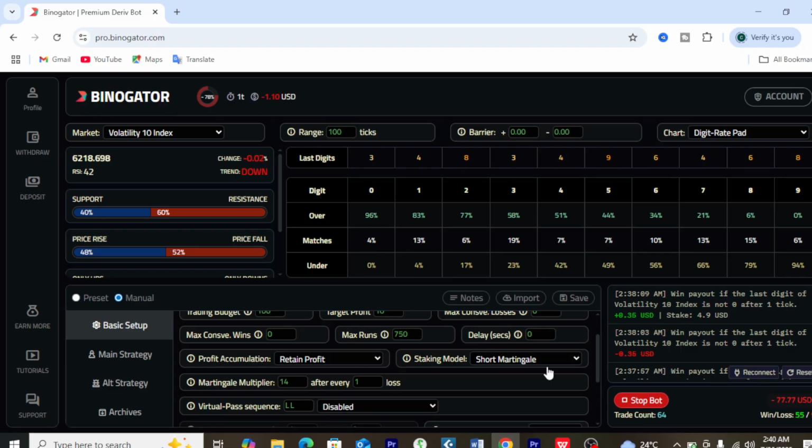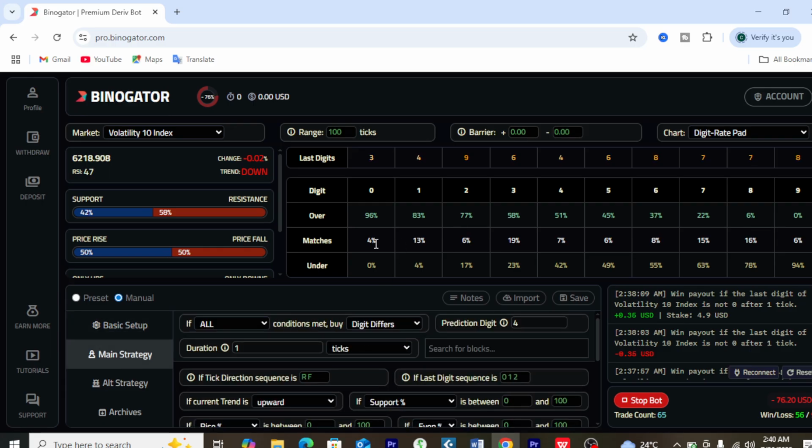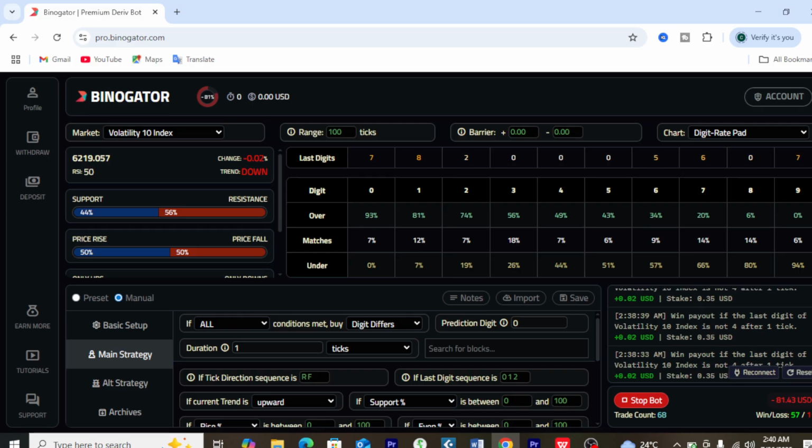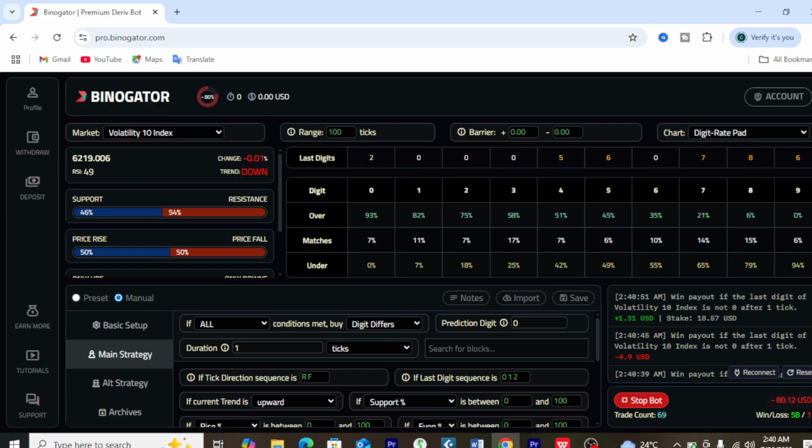Okay, now let's go back to our main strategy and change our prediction digit to 0, because that is now the lowest percentage. So all I was saying about the martingale, you have to really police this strategy and watch the chart so that you won't lose trades more than 3 times, because it is very easy for you to run into a loss in this because of the martingale.